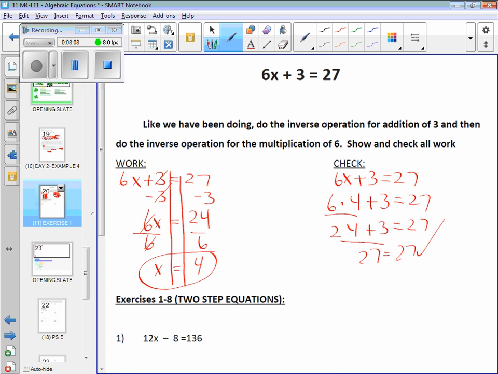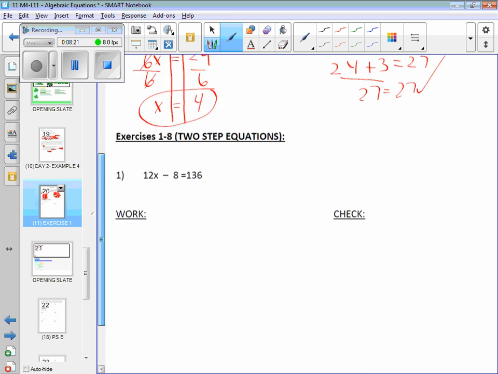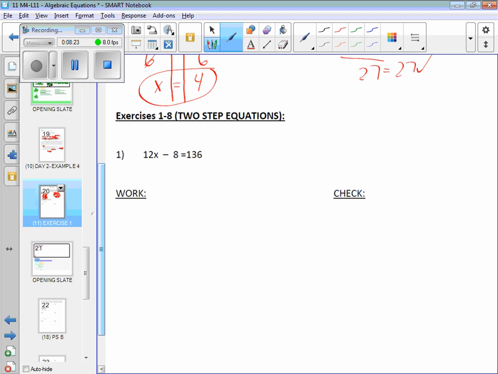If you're good with one-step equations, two steps are not going to be that bad. Some of you are still on the verge of getting one step, so you might need more practice with one step before you do two. Let's practice another one. Okay, 12x minus 8 equals 136. Make the tracks, but don't make the equal signs yet, if you don't know how much space you need.